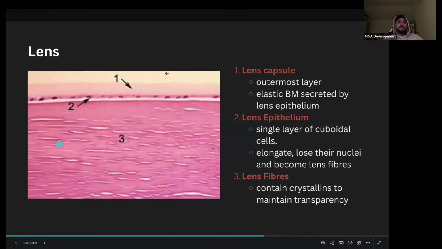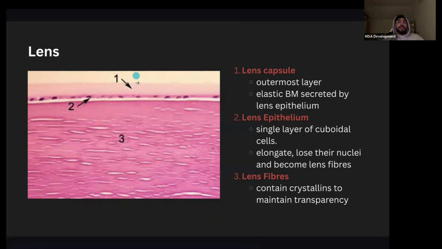Now, this is the lens. Okay? So this is going to be the lens capsule. So this is going to be your outermost layer. Okay? It's an elastic basement membrane secreted by the lens epithelium. And this is the lens epithelium right here. So you can see it's a single layer of cuboidal cells.